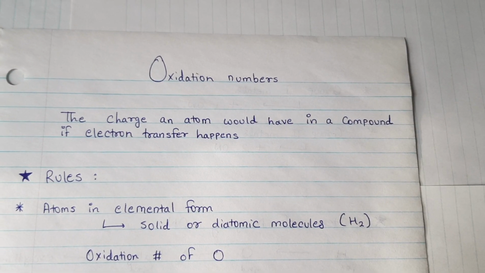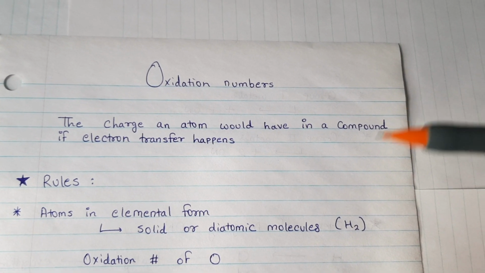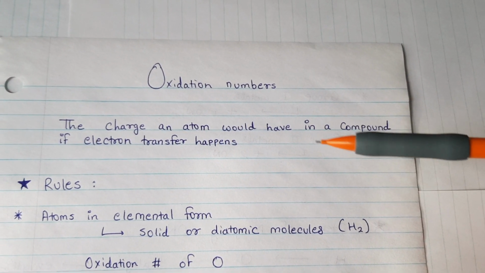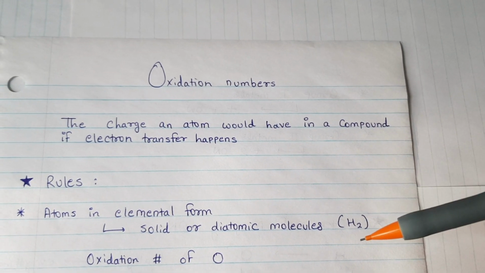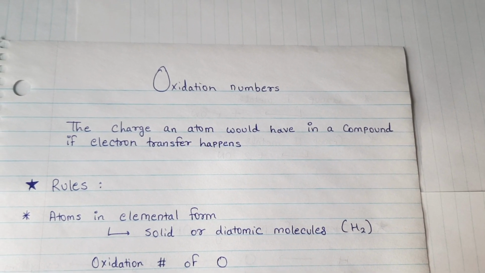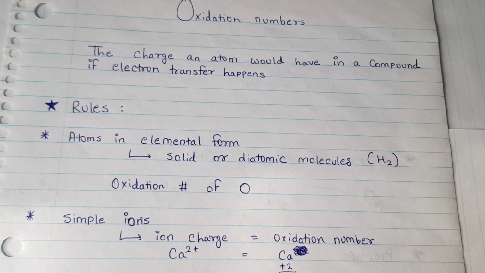Hello, let's talk about oxidation numbers. So what are oxidation numbers? Oxidation numbers are the charge an atom would have in a compound if electron transfer happens. Oxidation numbers are closely related with the electronegativity of an atom. Okay, so what are some of the rules of assigning oxidation number?